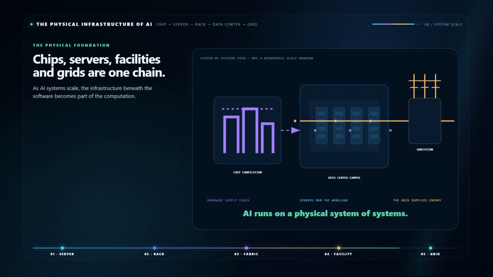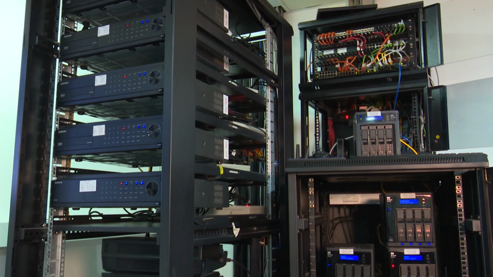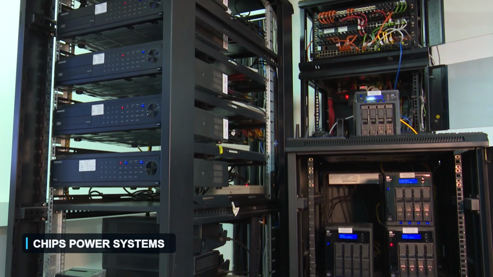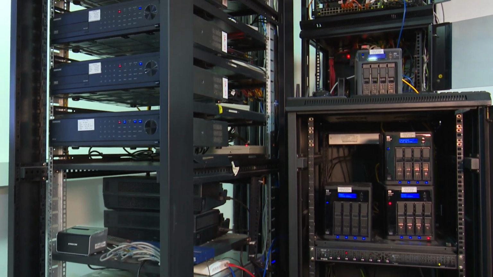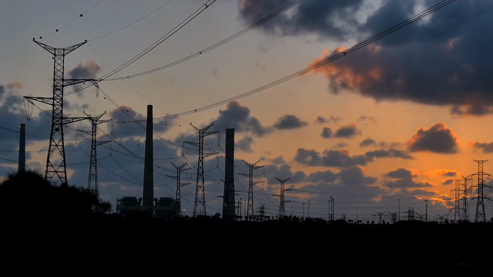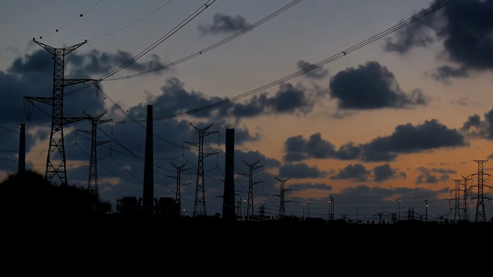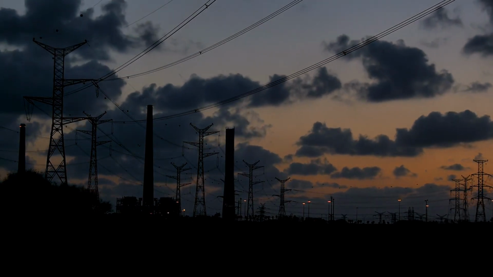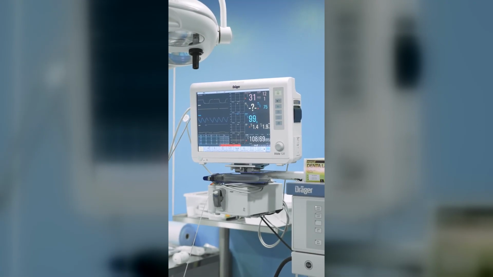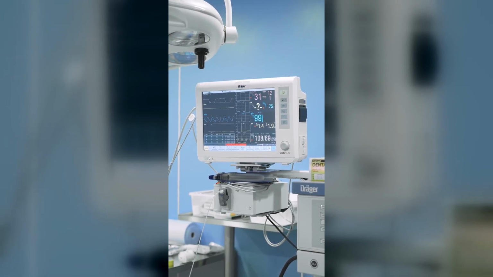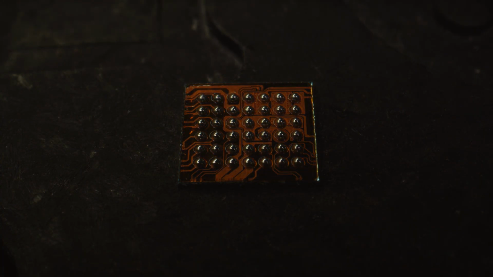The chips, the factories that make them, the servers that run them, and the grids that power them. That is why a chip shortage can affect far more than phones and laptops. It can reach cars, hospitals, factories, logistics, energy systems, and the infrastructure behind everyday life. The tiny object inside your devices is not a small detail of modern civilization. It is one of its foundations.